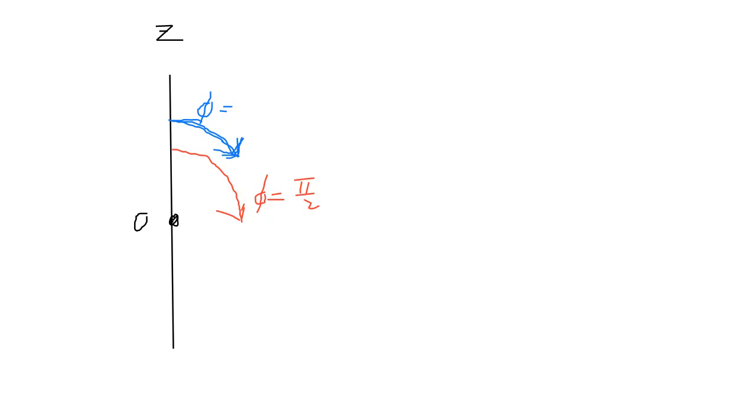Okay, it probably would help if I drew, but put it in black for goodness sake, or maybe purple. Okay, there's phi equals pi over 2. Then the blue angle is going to be phi equals what? Pi over 4. Good.